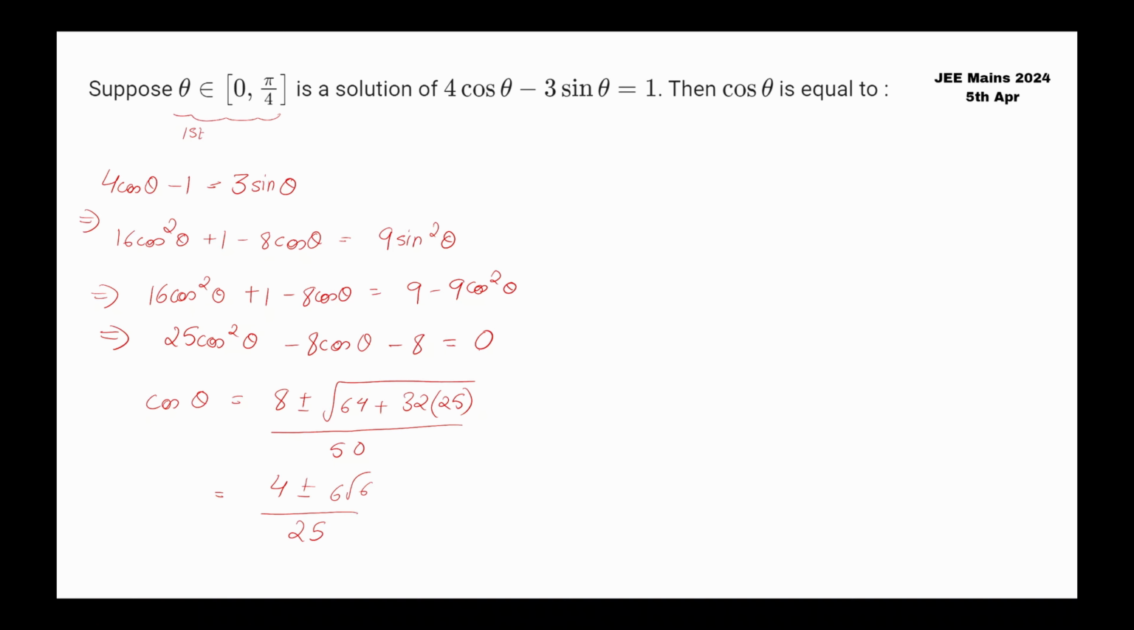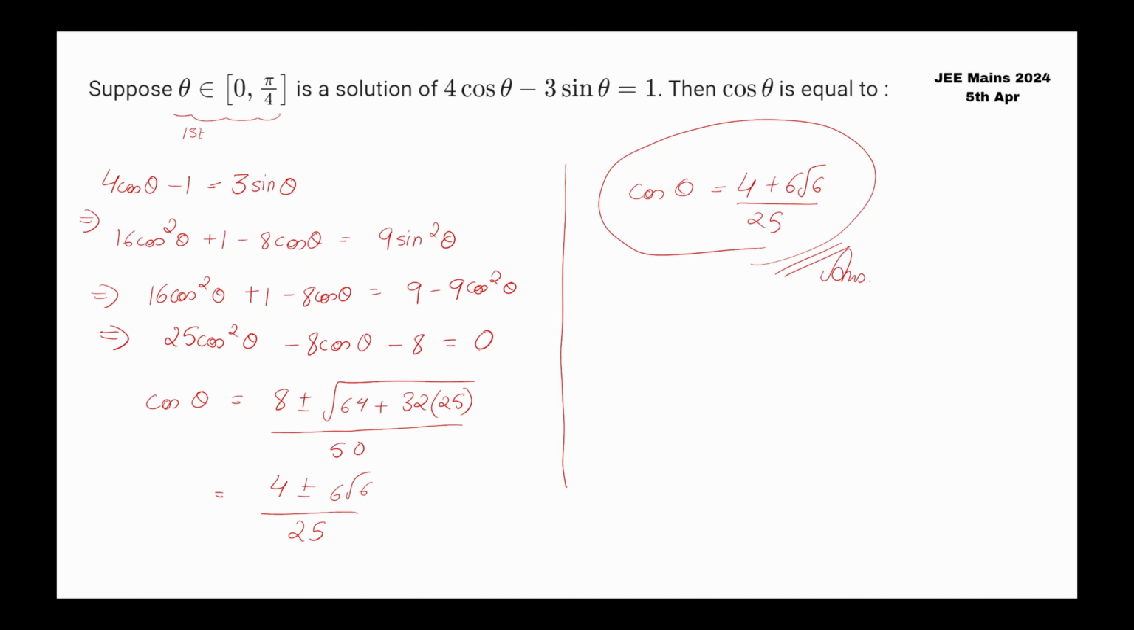Now cos theta is this. Now which is the value that I'm going to be taking, either plus or minus? Now if you look at the condition that they've given us, it is lying from 0 to pi by 4 only. That means, of course, I would only be able to take the positive value, because if I take the negative value, I would have a negative sign here, because minus 6 root 6 is obviously greater than 4. That means if I sum these two together, I would have a negative value, which cannot be taken. So therefore, as per the conditions, my cos theta would be simply equal to 4 plus 6 root 6 by 25. And this is my answer.